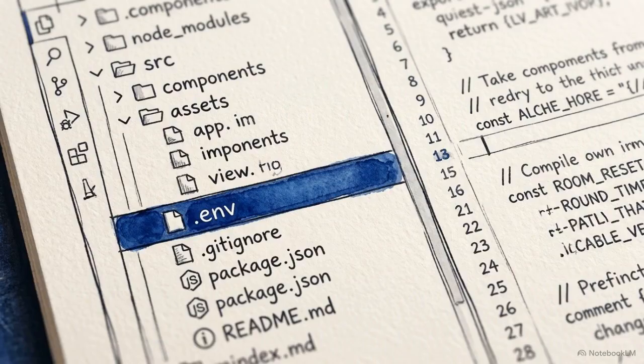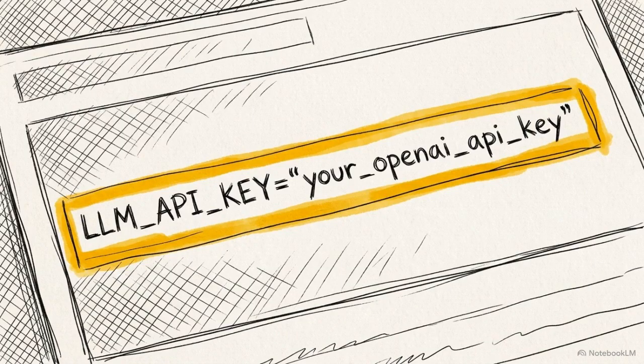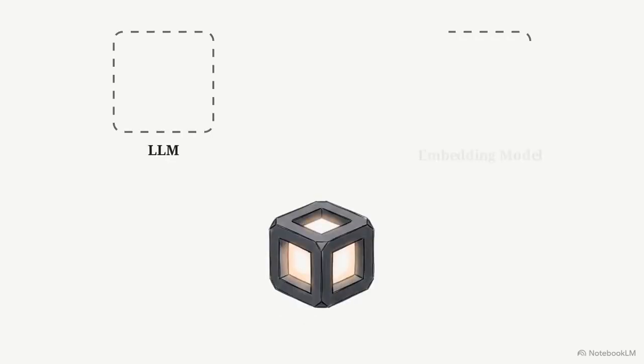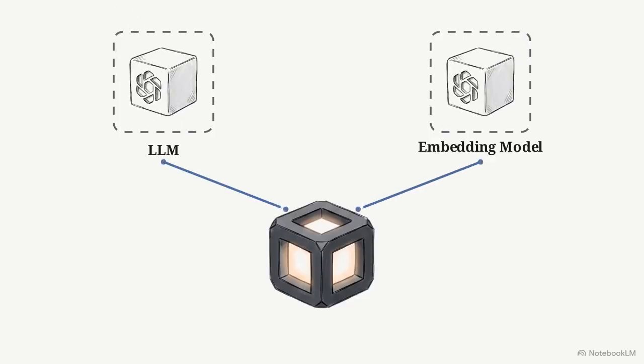Moving to the code editor, this mockup shows the required .env file. You need to create this file in your root directory and add a single line containing your OpenAI API key. Cognee requires both a large language model and an embedding model to function. Out of the box, it configures itself to point to OpenAI for both layers automatically.